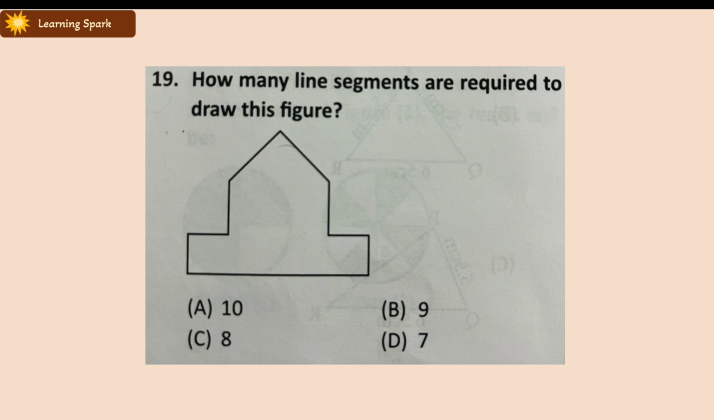Okay, let's do this now together. Pretty straightforward. How many line segments? Let's count. If we start from this point, then 1, 2, 3, 4, 5, 6, 7, 8, 9. So a total of 9 line segments are there to form this figure. So the answer is 9.